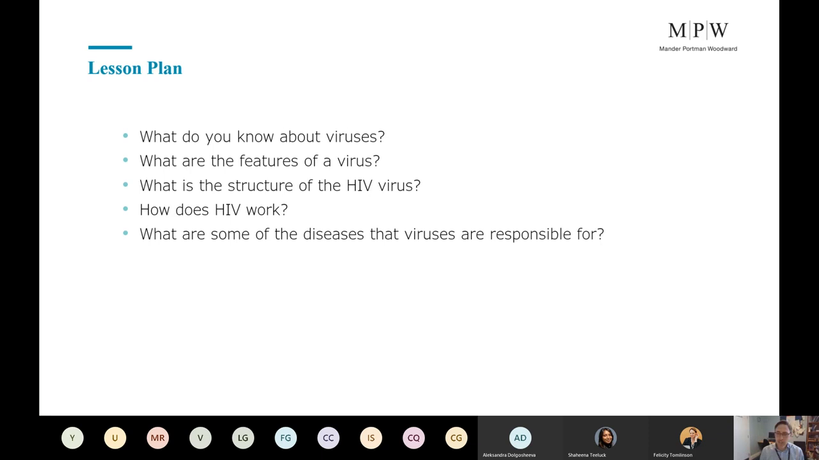The reason for looking at the HIV virus is that this is one that is within the AQA biology specification, so it's something that you will study in A-level biology. But it's a fascinating virus to look at because it typifies a lot of the features of how viruses work. And then to finish, we're going to think about some of these wider links to viruses in the media, a number of different viruses that are newsworthy in addition to COVID. And then we will have a final quiz just to see what you've picked up from the session. So that's our plan for this morning.